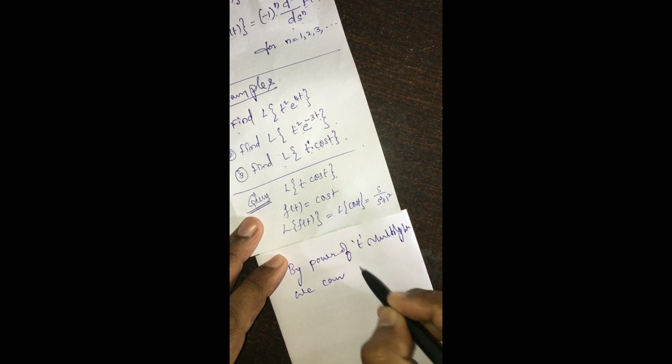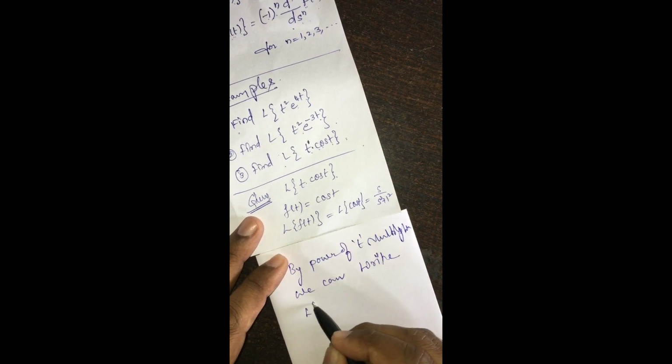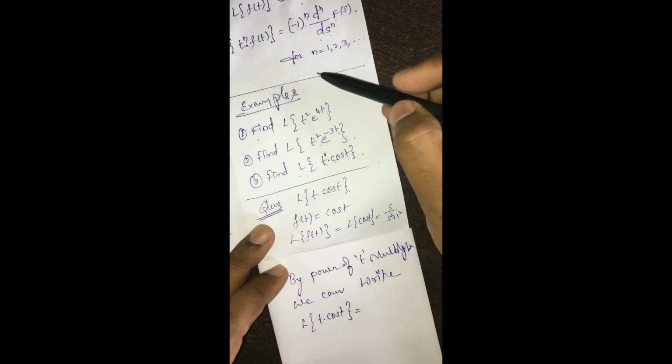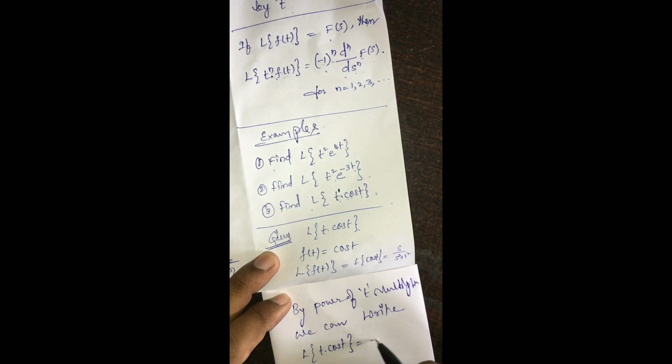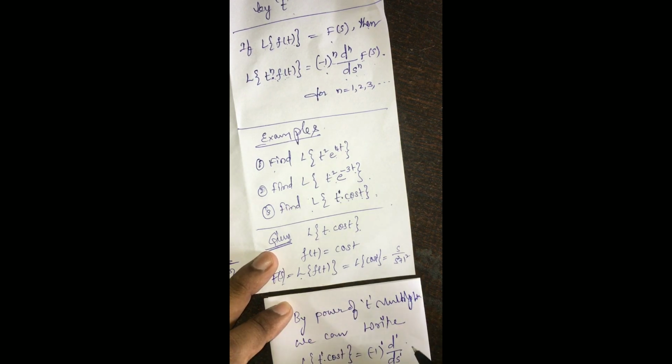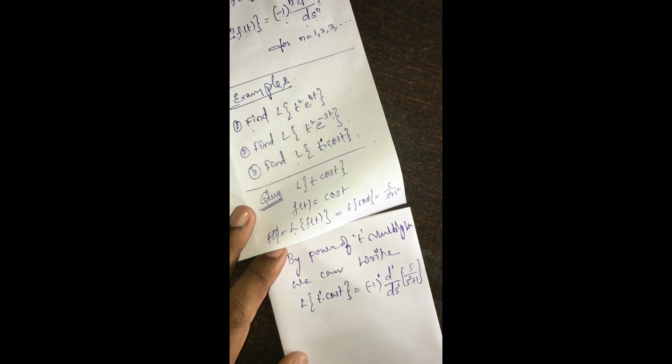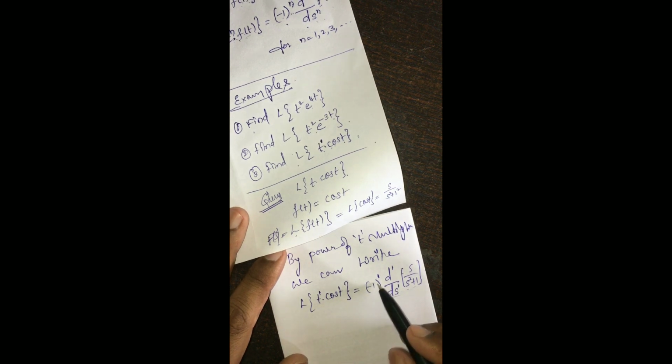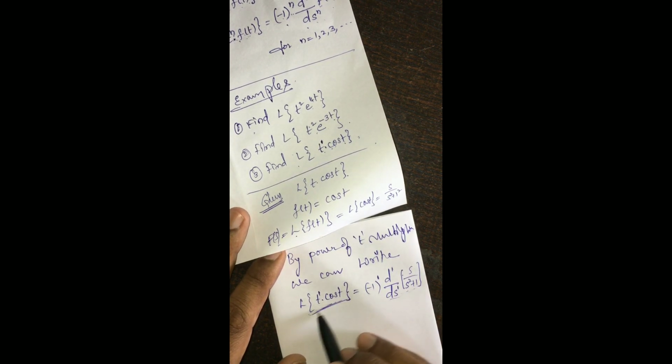we can write directly the Laplace transform of t into cos t as, in the formula, minus 1 whole to the power of n. Here n is 1, so minus 1 into d to the power of 1 by ds to the power of 1 into f of s. What is f of s? This is f of s. So f of s is s by s square plus 1, where square of 1 is 1. So if we differentiate this and multiply by minus 1, this is the value of the Laplace transform of t into cos t.